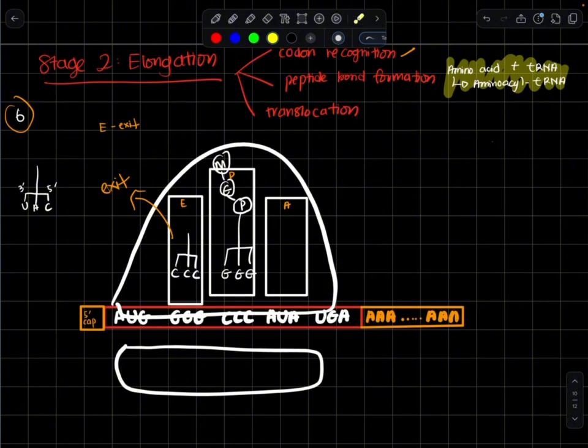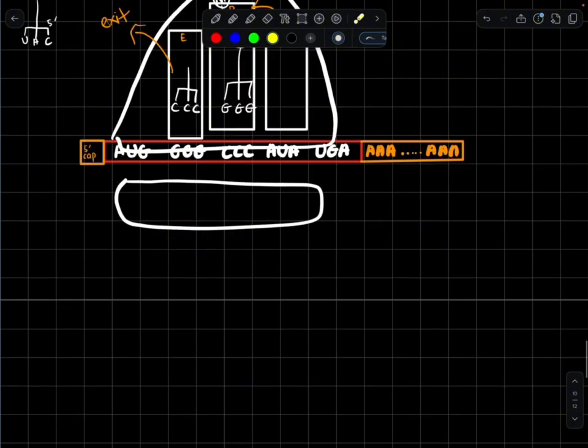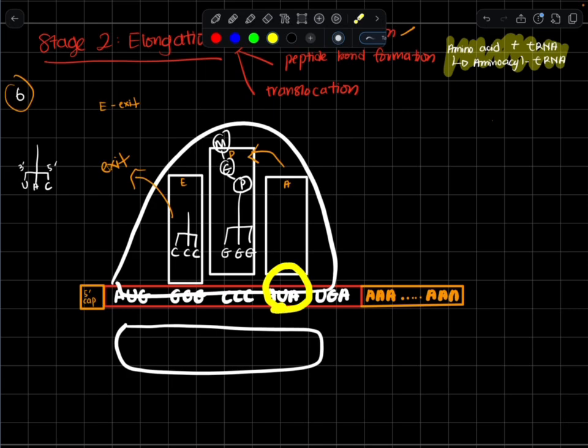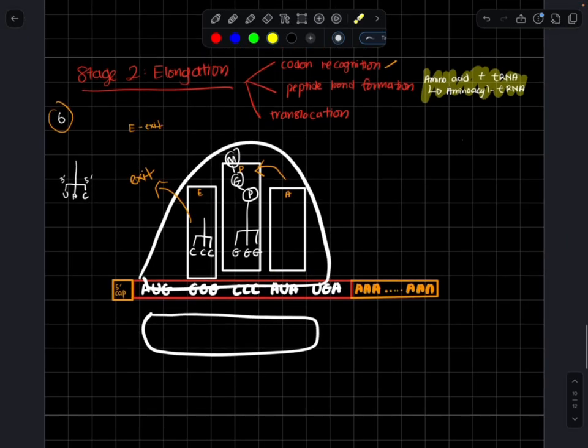And then, look at here. For this one, tadi dekat A site kan. So you can say amino acyl tRNA in A site is now translocated to P site. So what you can do, bagi lagi anak panah ke sini baru kamu nampak. What happened to A site now? A site now is empty. So now what you can say, the codon on mRNA in A site is now available. Okay, so kamu boleh stop melukis untuk elongation.